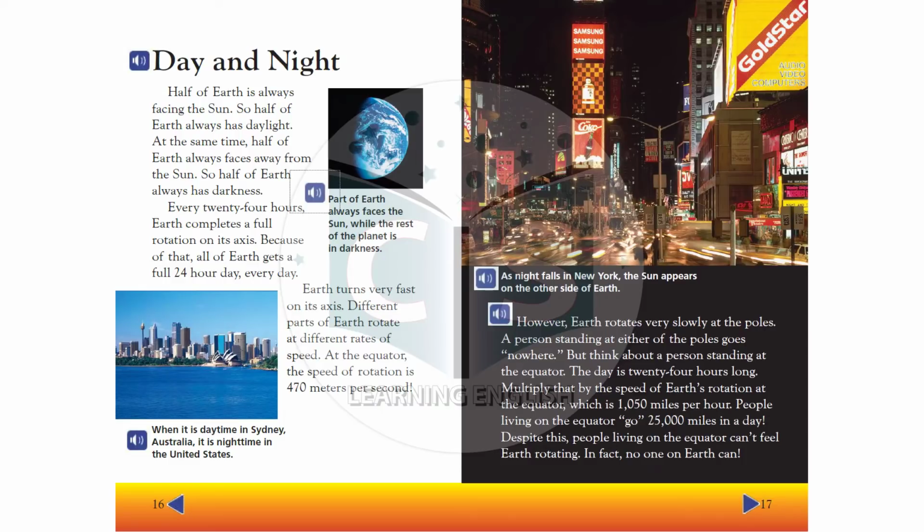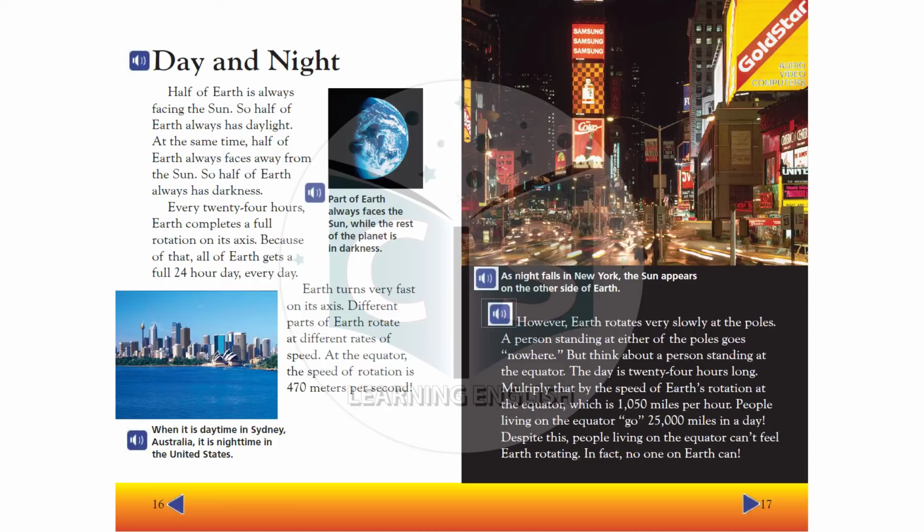Part of Earth always faces the sun, while the rest of the planet is in darkness. When it is daytime in Sydney, Australia, it is nighttime in the United States. As night falls in New York, the sun appears on the other side of Earth. However, Earth rotates very slowly at the poles. A person standing at either of the poles goes nowhere.